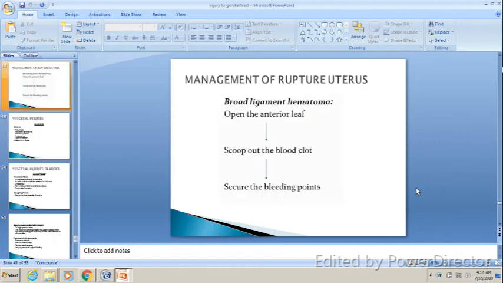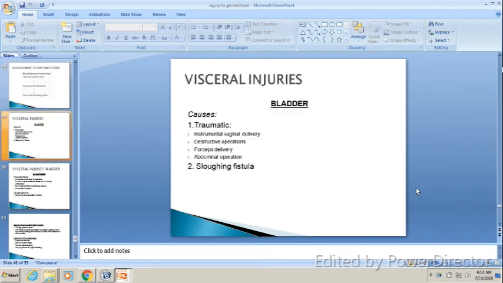So what will we do in case of broad ligament hematoma? If there is a rupture of uterus and the tear extends to the lateral side, it injures the uterine arteries and causes broad ligament hematomas. What will we do? Open the anterior leaf, scoop out the blood clot, secure the bleeding points. Bladder injuries usually happen with the rupture uterus. Separate bladder injuries are very rare.